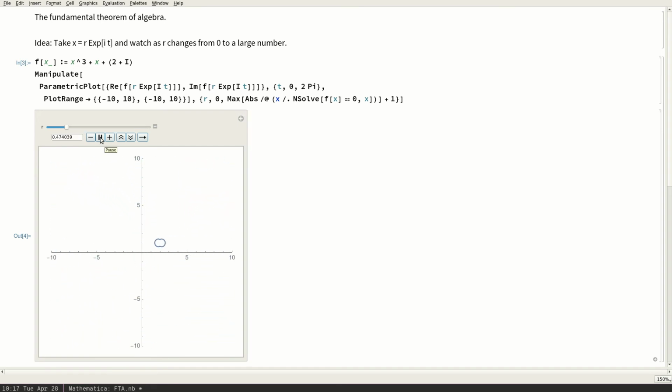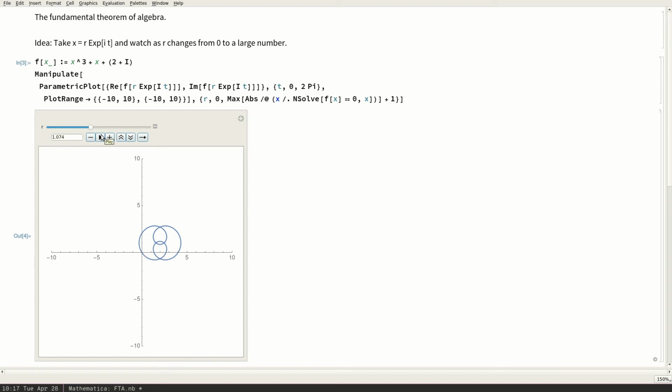So let me try to pause the video right at that first value. Oh, I got close. Let me increase r a little bit. So right about here, you can see that there's a value on the blue curve that touches the origin, 0, 0. It's approximately 1.074. That value is a 0 of the function f. So there's an angle theta between 0 and 2 pi, and a value r, which is approximately 1.074, that gives me a root of my polynomial.